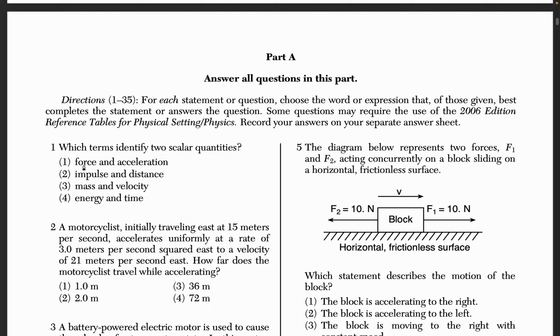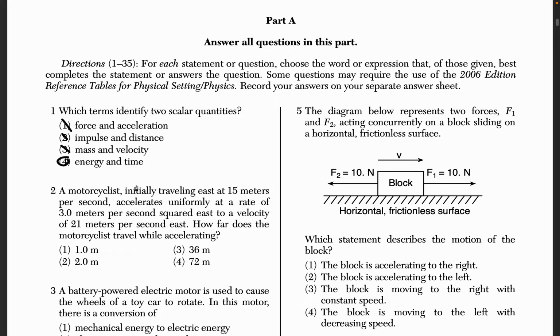Okay, let's begin. Which terms identify two scalar quantities? Scalar quantities have magnitude but no direction. Force has direction, otherwise known as a vector, and acceleration also. Impulse is a vector. Mass is a scalar and velocity is a vector. And these are both scalar quantities, energy and time.